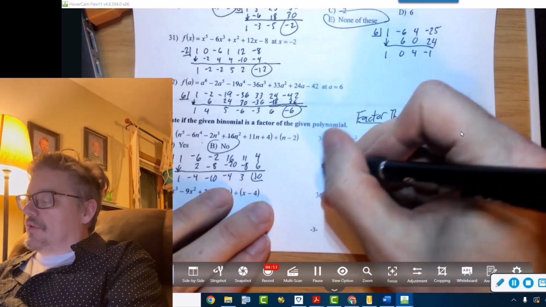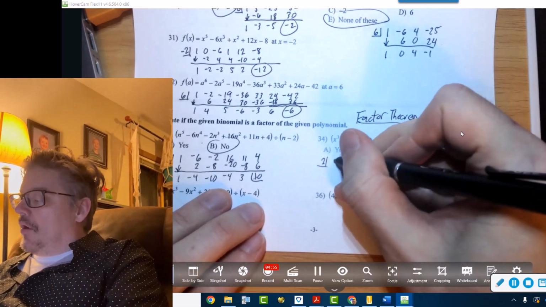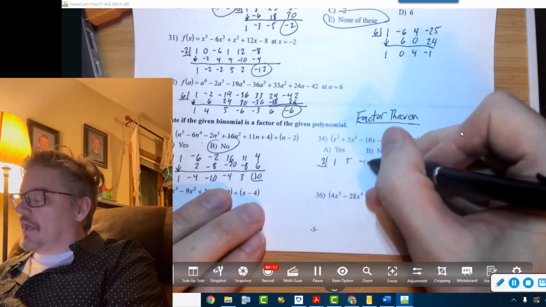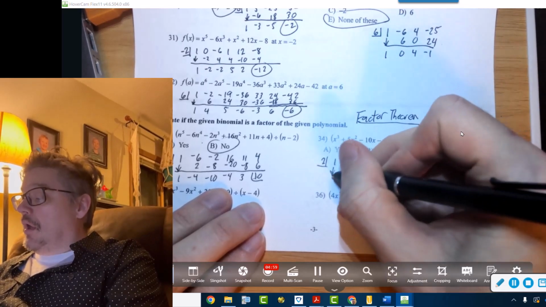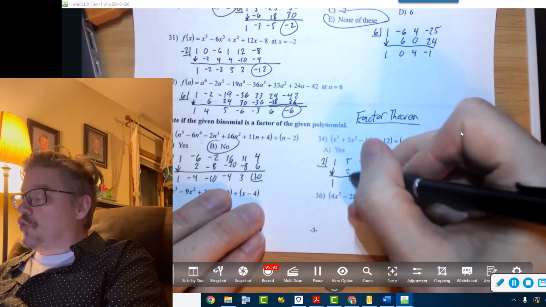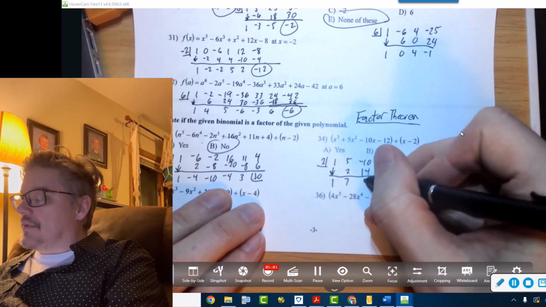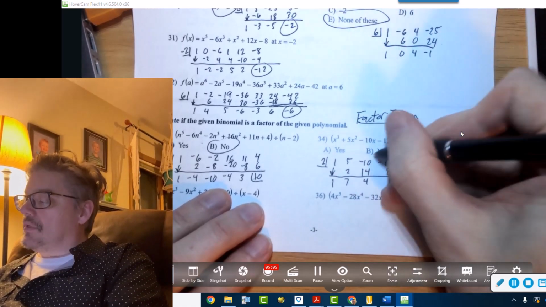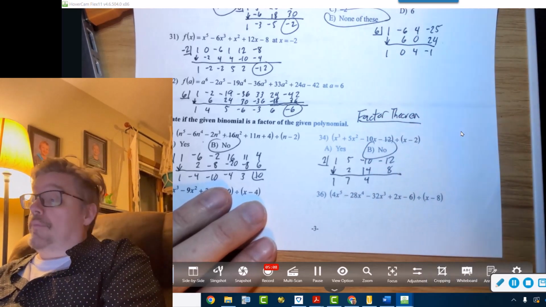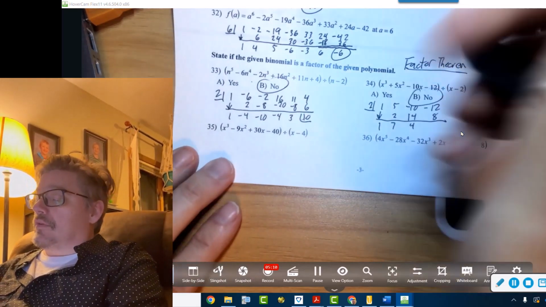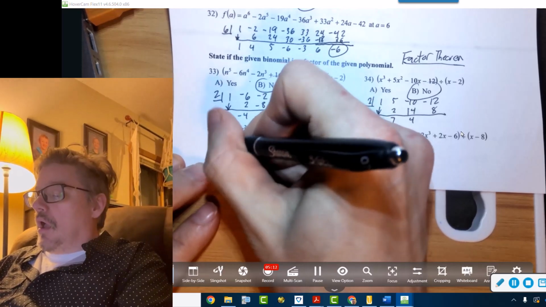Okay, all right, so put 2 here, and then a 1, a 5, negative 10, and negative 12. These guys are all in order. Cool. 1, 2, 7, 14. That's a positive 4. That's 8. That ain't 0, so that's a no. Okay? What are you going to do? They're both no's.